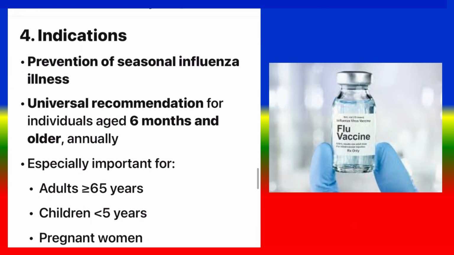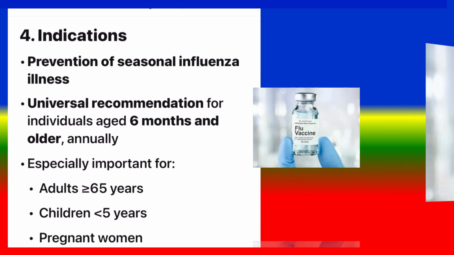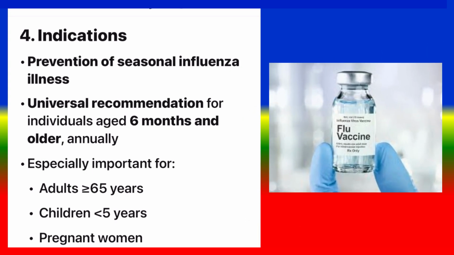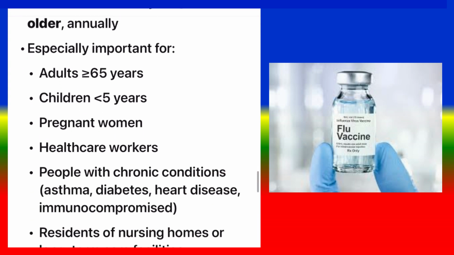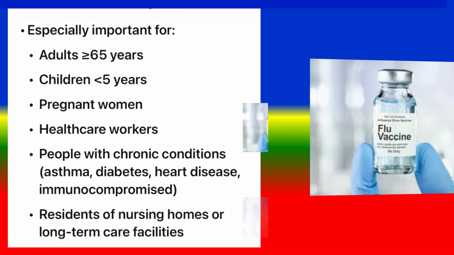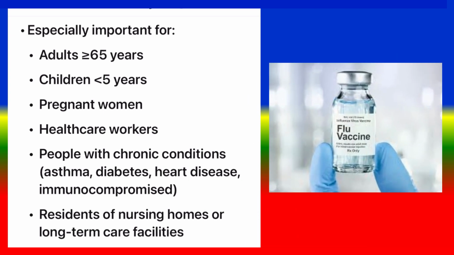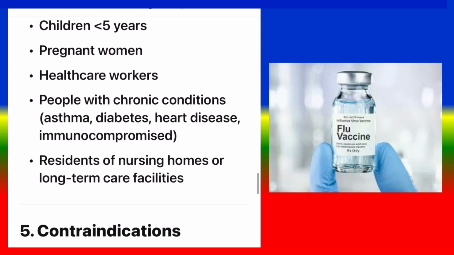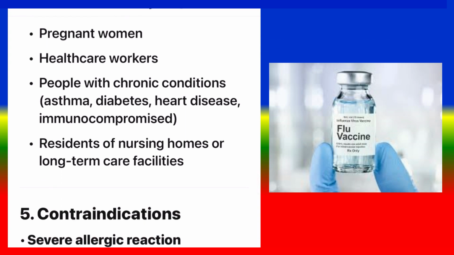4. Indications: prevention of seasonal influenza illness. Universal recommendation for individuals aged 6 months and older annually, especially important for adults over 65 years, children under 5 years, pregnant women, healthcare workers, people with chronic conditions such as asthma, diabetes, heart disease, immunocompromised, and residents of nursing homes or long-term care facilities.